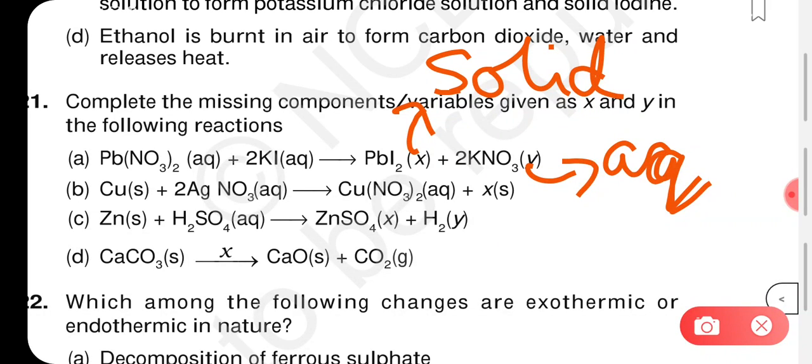Moving on to the next one, copper metal is there, copper in the solid state, and silver nitrate is there, AgNO3 in the aqueous state. What is happening?